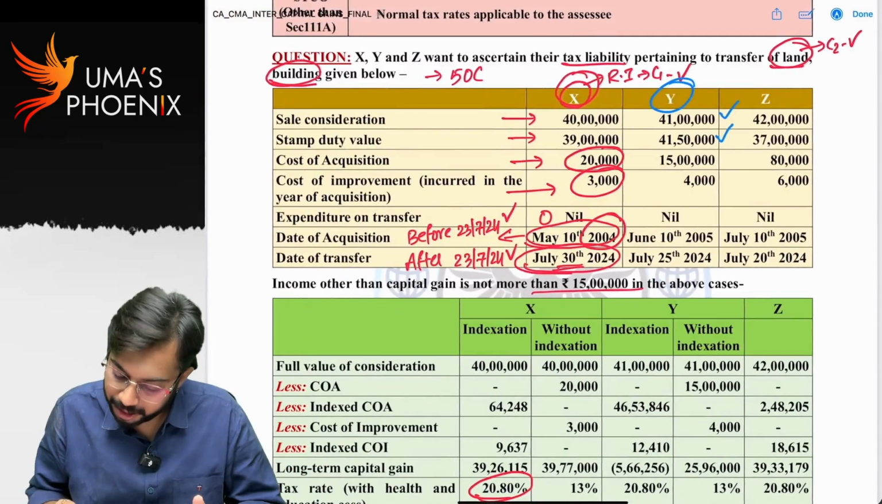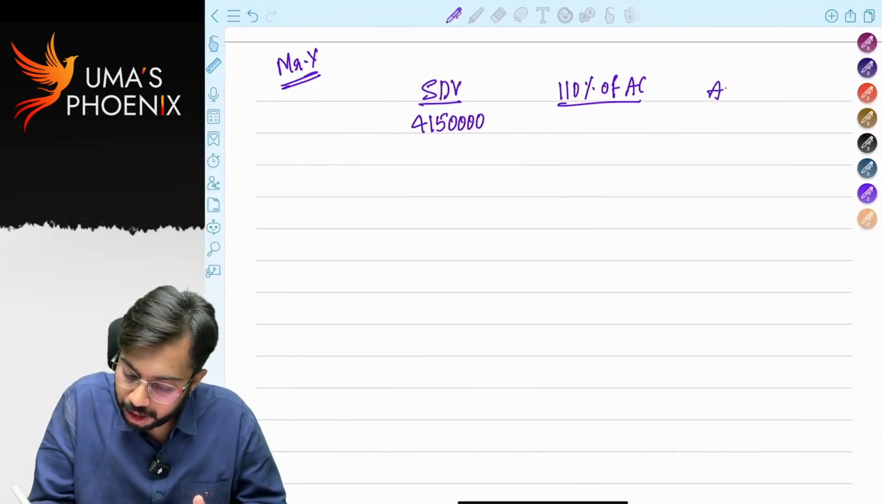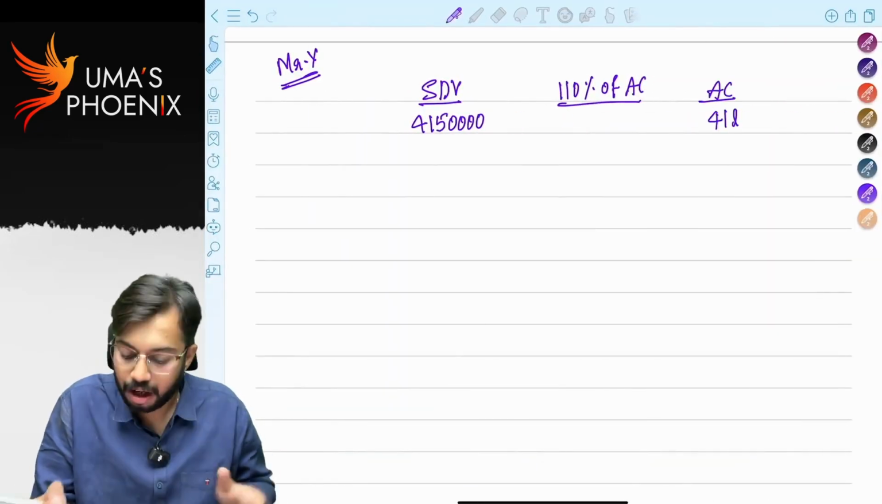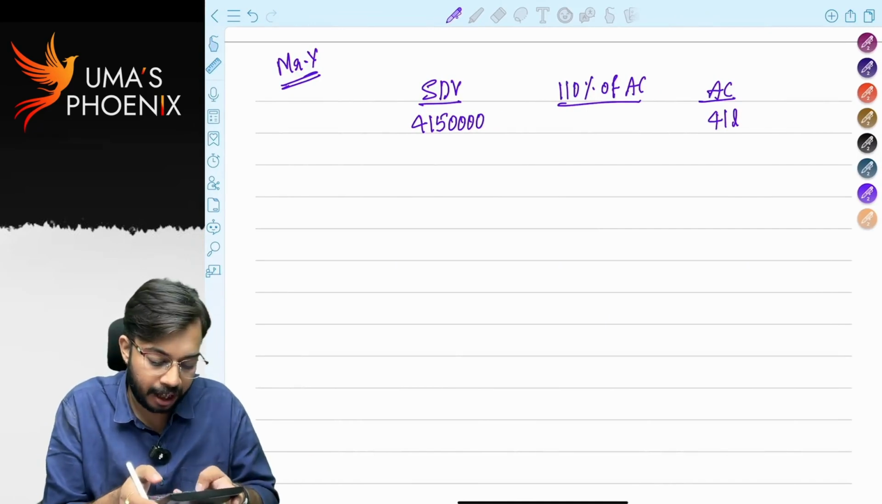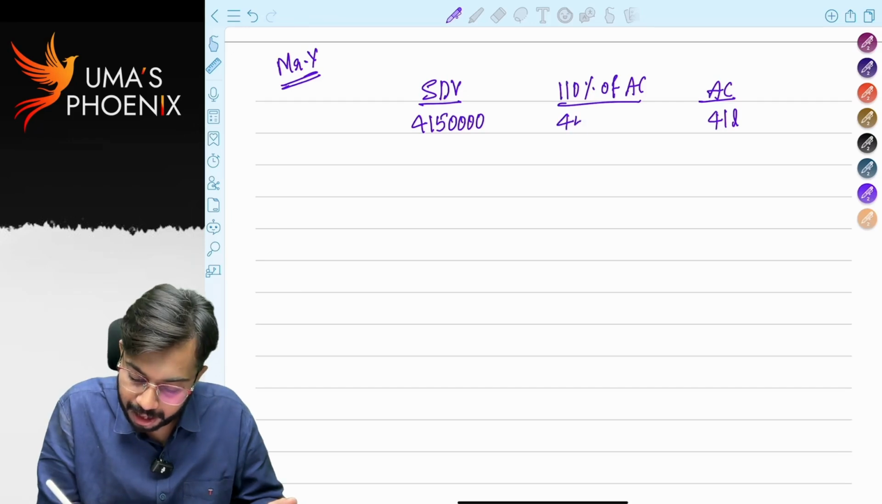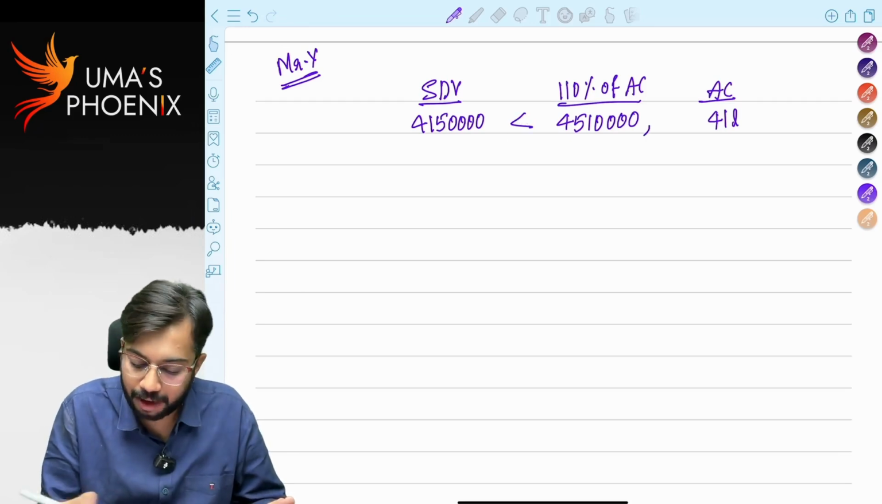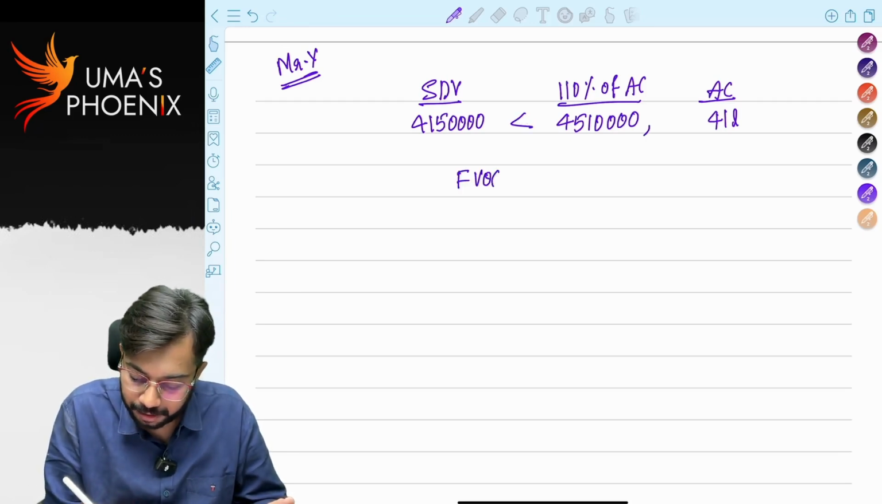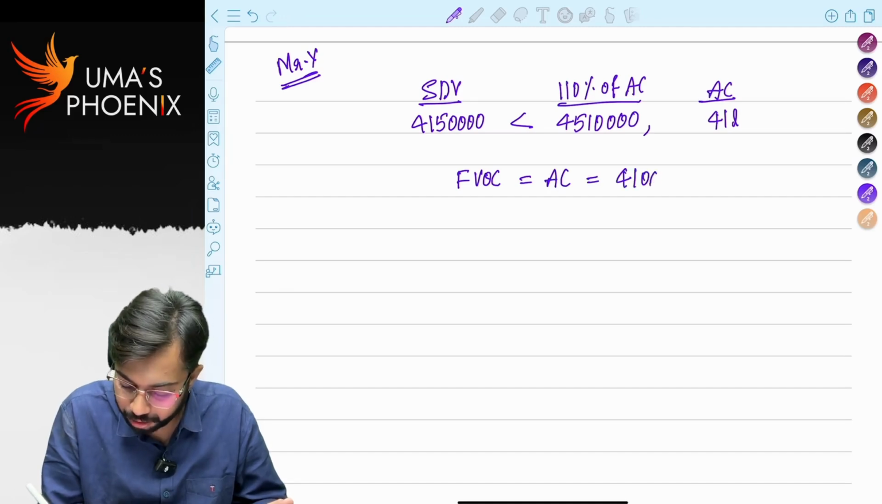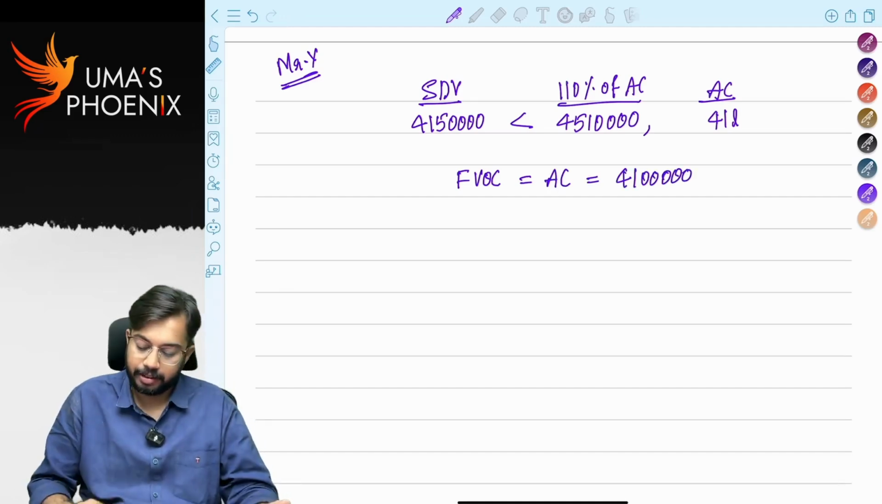How much is actual consideration? Actual consideration is only 41 lakhs. How much is 110% of actual consideration? 45 lakh 10,000. So stamp duty value is lower than 110% of actual consideration. So in this case, full value of consideration is equal to actual consideration, which is equal to 41 lakhs.